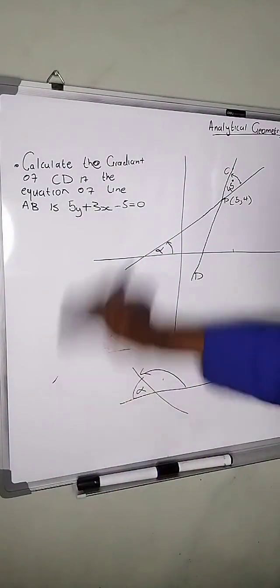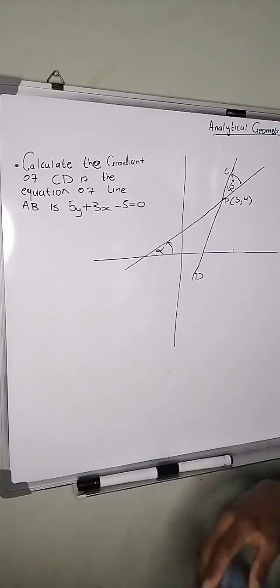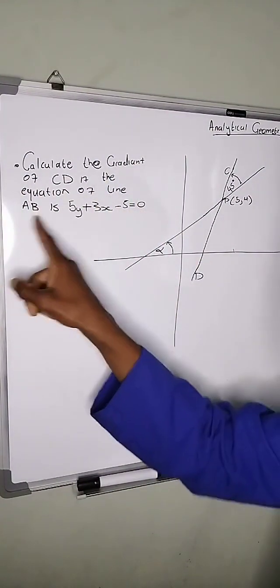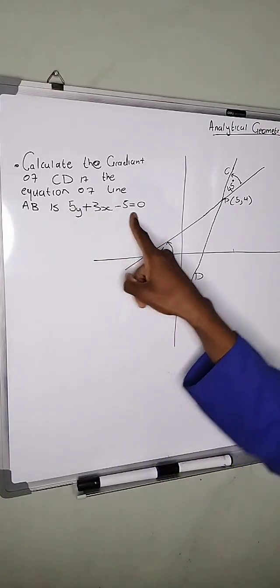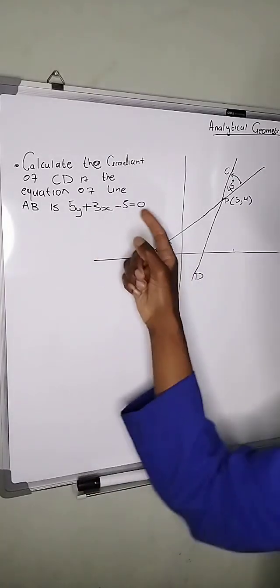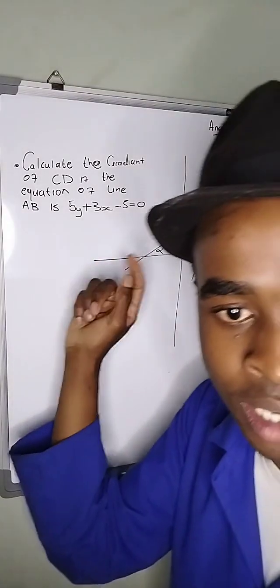So now let's answer the question, guys. They're saying calculate the gradient of the line AB if the equation is 5y plus 3x minus 5 equals 0. What type of equation is this one? If you are looking at this equation, what type of equation is it?